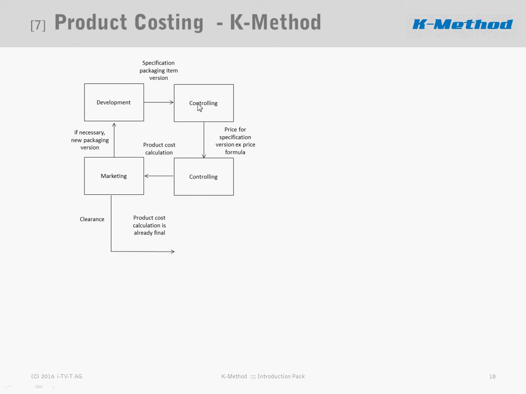And so the controller has the price formula. It's a living price formula. It's the most aggressive price the business has currently. So it can use the price formula to do the product costing. And once marketing has decided, it's already the final product costing, and there will be no haircut for the supplier.